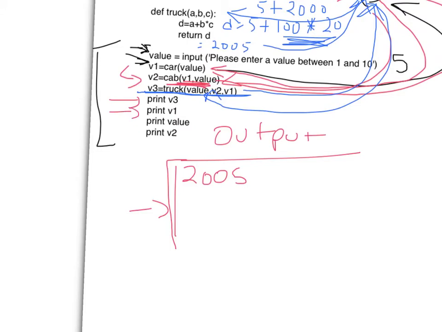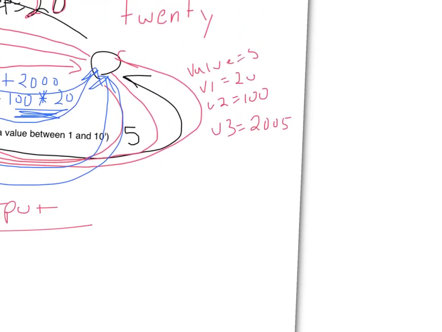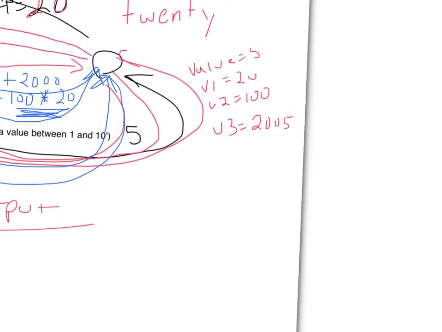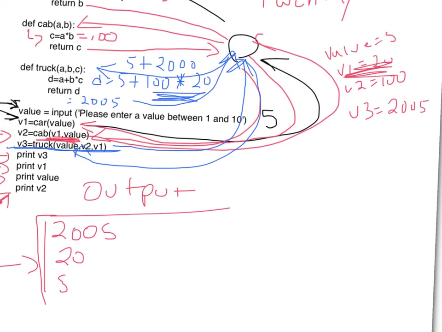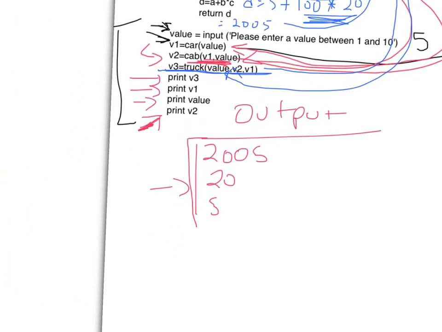It says print V1. What's V1? It's a good thing we wrote that down, because it's 20. So we're going to go ahead and write that down. Then it's going to go down to the next statement here, print value, which is the number that the user did input, which in our case is 5. So we're going to write 5. And then, last but not least, we got little V2 here. V2, we wrote down over here, is 100 from the solving we did. So the last thing it's going to print is 100.